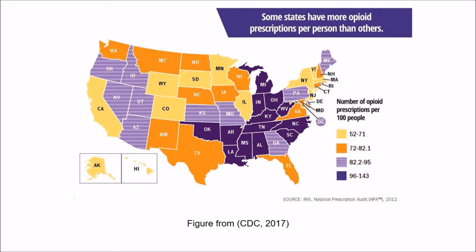This figure illustrates the number of opioid prescriptions per 100 people in each state. It is interesting to note that this rate is highest across the southeastern region of the United States and lower than average across the Midwest, New England, and California.